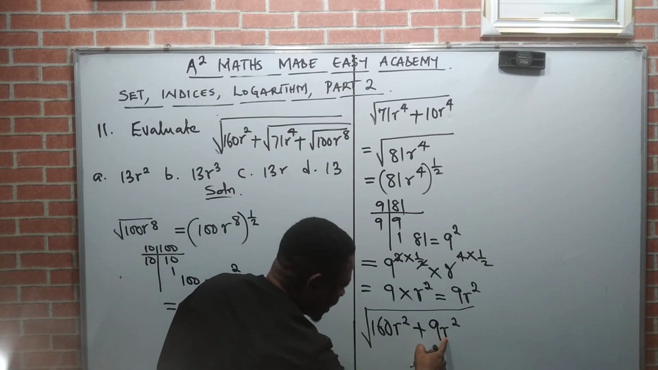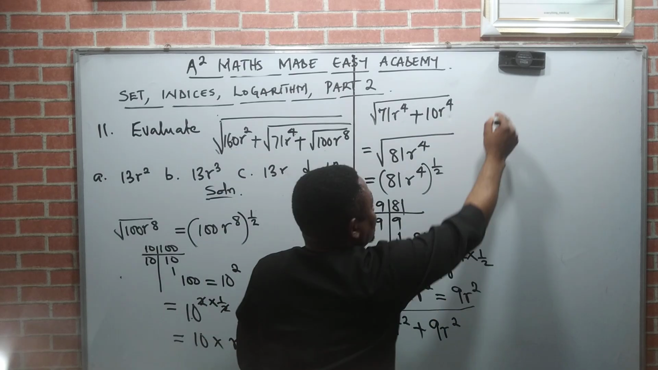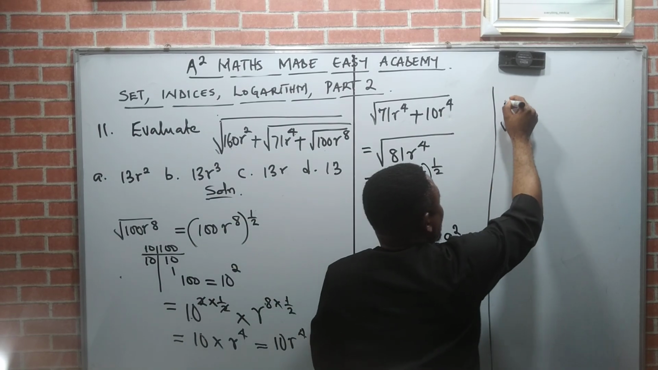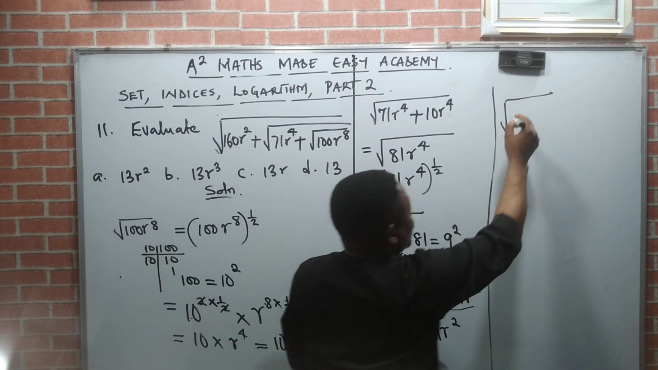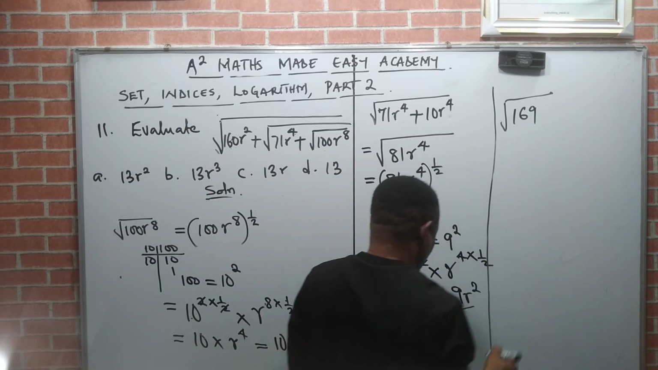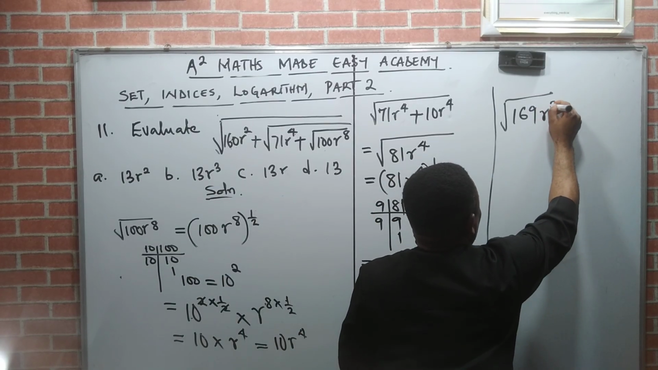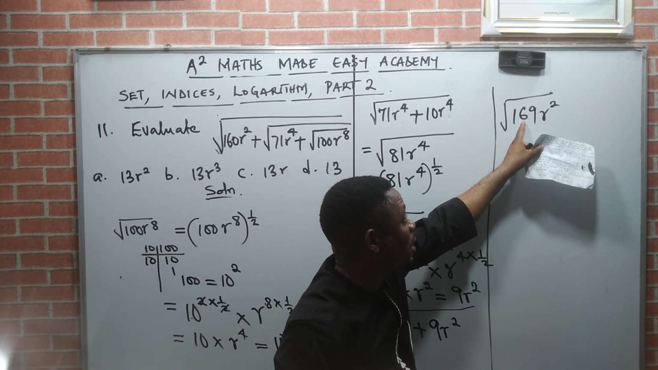Then, in as much as the powers of the r are the same, can we add it up now? So that I'm going to have something like this. Now watch. All square root of 160 plus 9 will give us 169. Then bring one of the r, which is r raised to the power of 3.